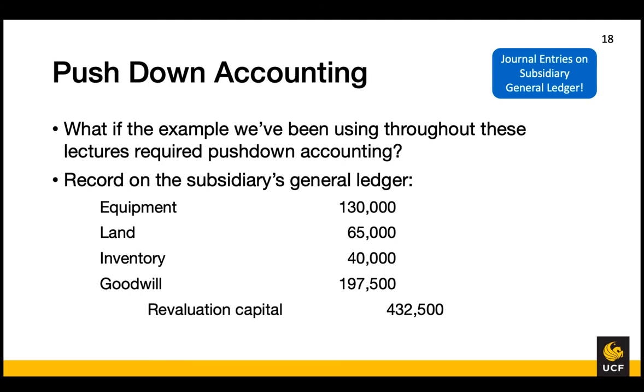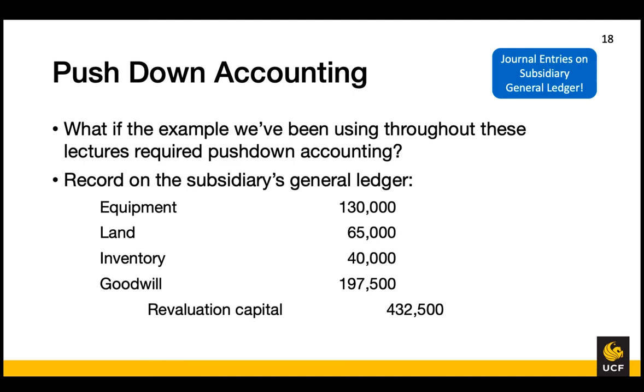Under pushdown accounting, goodwill will be recorded on the subsidiary's general ledger rather than residing on the worksheet only. Once we have recorded all of our fair value adjustments and goodwill, as calculated on the CAD, we will balance the entry using an account called revaluation capital. You may notice that this amount is equal to the difference between implied and book value. This is not a coincidence. The difference between implied and book value is essentially the net amount that must be pushed down to the subsidiary.